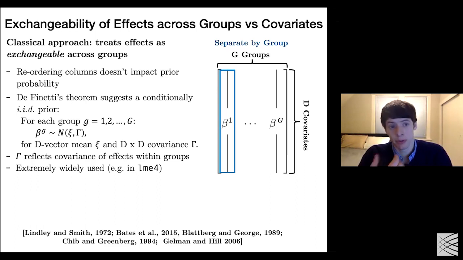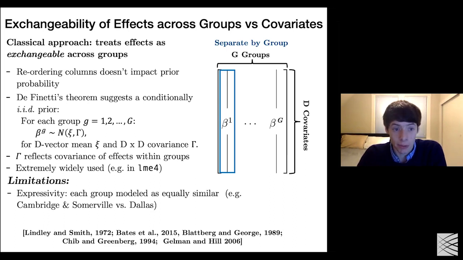So for example, in this software package for mixed modeling, lme4, this prior structure based on this assumption of exchangeability across groups is used by default. And this package has been downloaded over 15 million times. So it's kind of everywhere in this statistical modeling world. But this approach has some pretty serious limitations in certain settings.